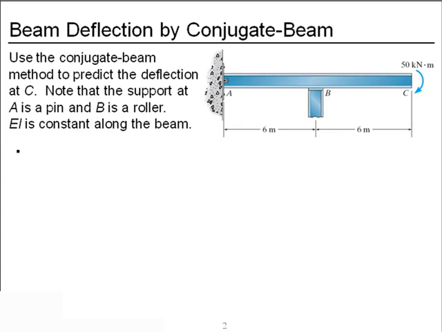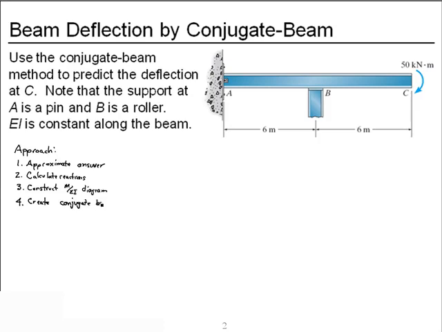And here are the steps we want to follow. First, we'll approximate the answer, so that we have something to compare to once we perform more lengthy calculations. We're going to need to calculate reactions in order to construct the M over EI diagram. Then we'll be ready to create the conjugate beam, which will be loaded with the M over EI diagram.